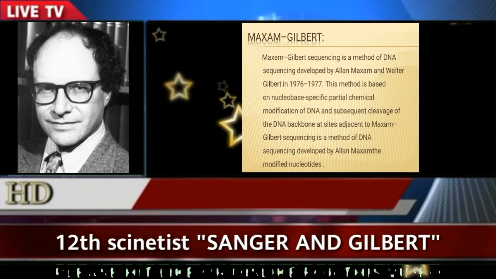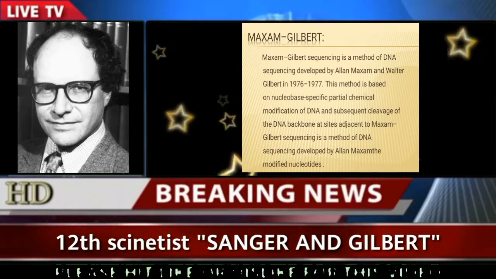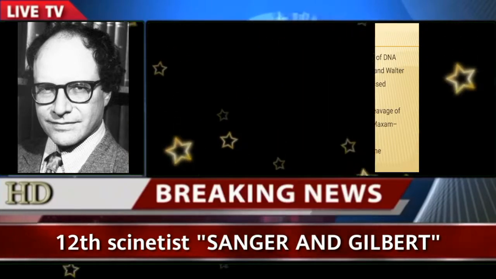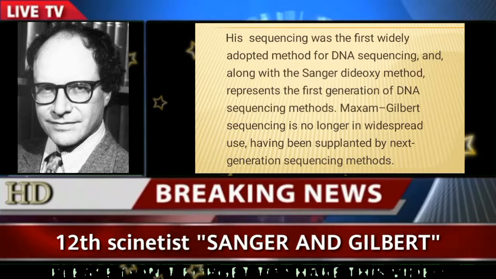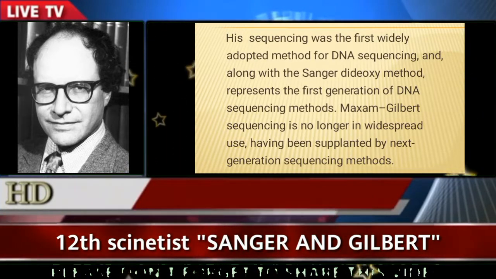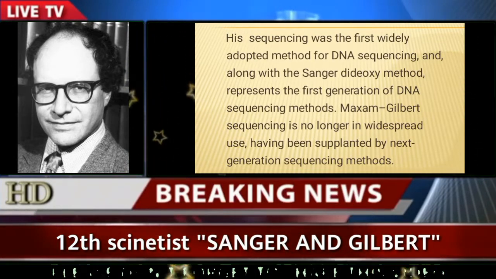Maxam-Gilbert sequencing was the first widely adopted method for DNA sequencing and, along with the Sanger dideoxy method, represents the first generation of DNA sequencing methods. Maxam-Gilbert sequencing is no longer in widespread use, having been supplanted by next-generation sequencing methods.